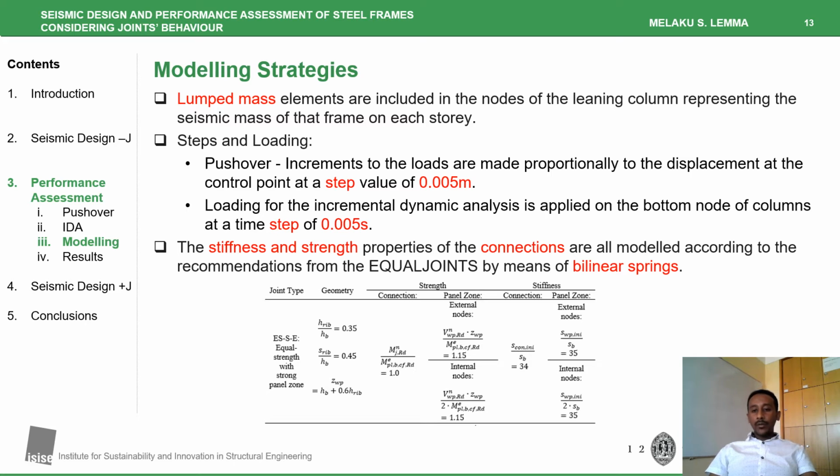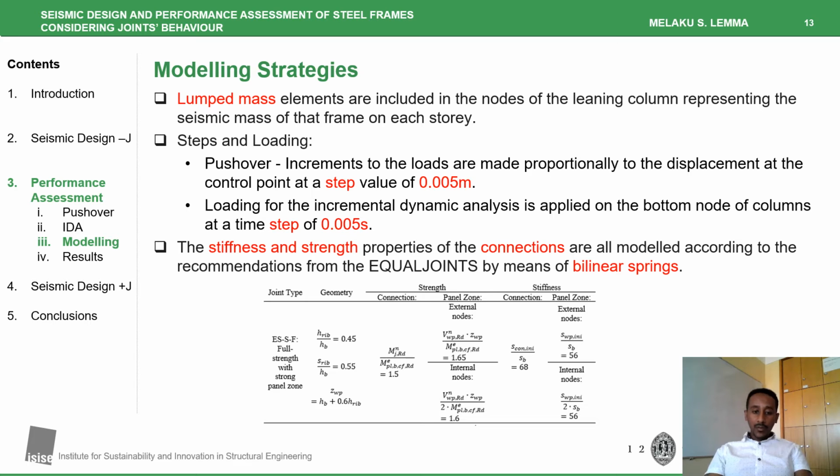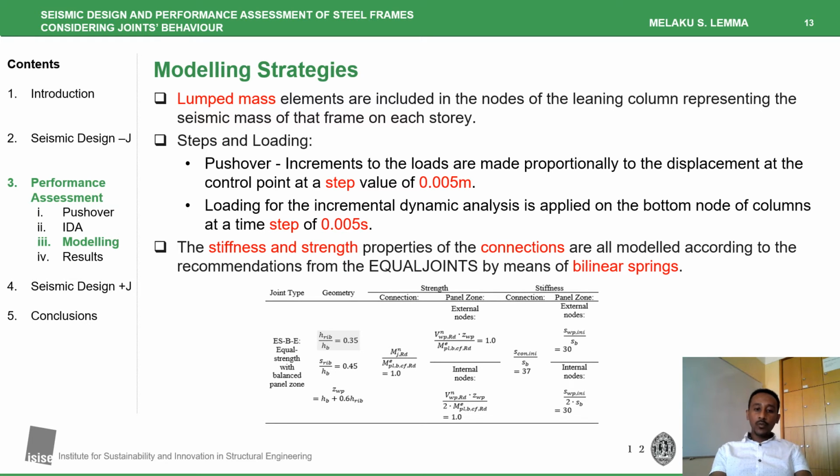Regarding the modeling of the connection and the web panel, the properties shown below have been used, and the EQUALJOINTS project further classifies the stiffened joints into 3, depending on the behaviors of the web panel and the connection topology. So these are joints with strong panel zone and equal strength connections, as you can see here, joints with strong web panel and full strength connections, and joints with balanced web panel and equal strength connection.